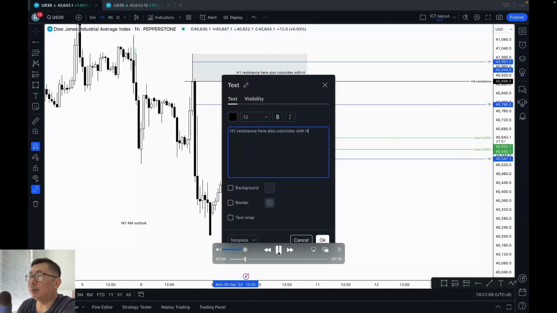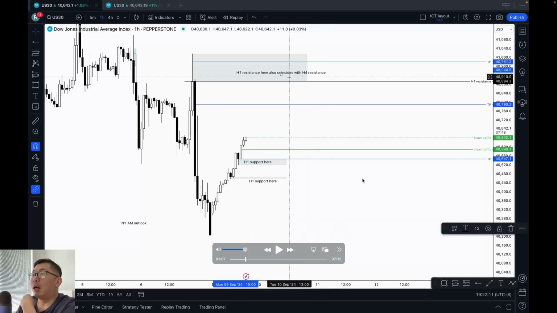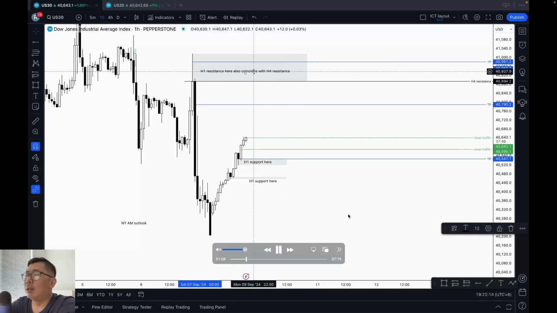Let me just pause it there. Right, so I've marked down 1 hour resistance all the way up here, which coincides with a 4 hour resistance. Okay, and there's another 1 hour support below the first 1 hour support, so there are two supports there. Okay, and we are at I think close to 7:30, by memory.